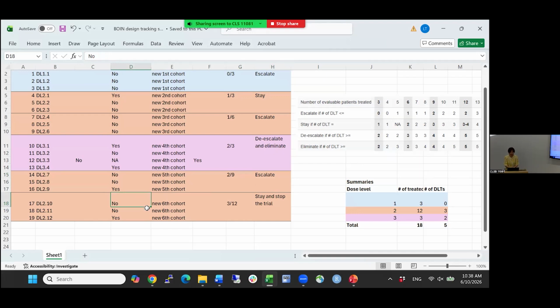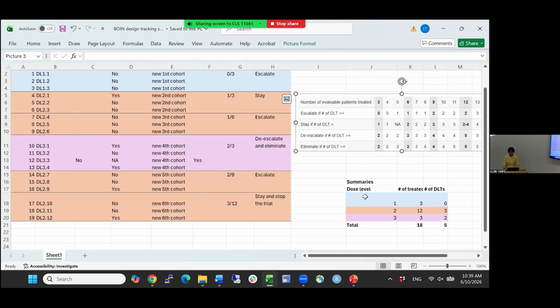So I enroll another 3 patients. I enroll the number 10, 11, 12 patients to dose level 1, dose level 2. Then I observe 1 DLT. So combined with all the brown blocks, we can see we have 3 DLTs among 12 patients. And 3 out of 12 from the decision table is stay. So now we meet the condition, we can stop the trial.